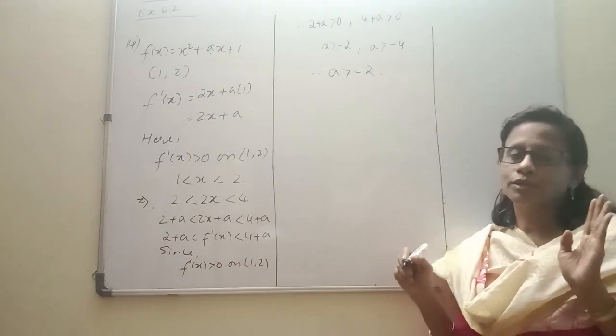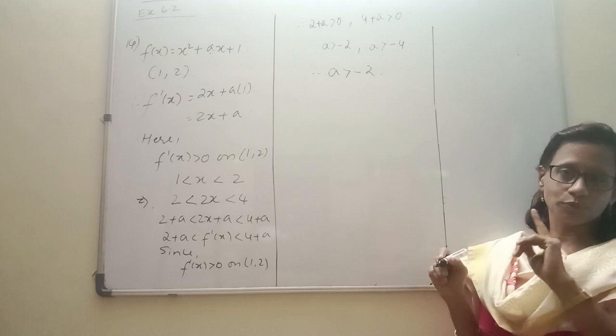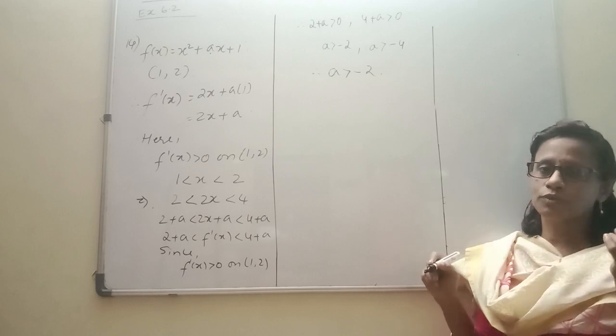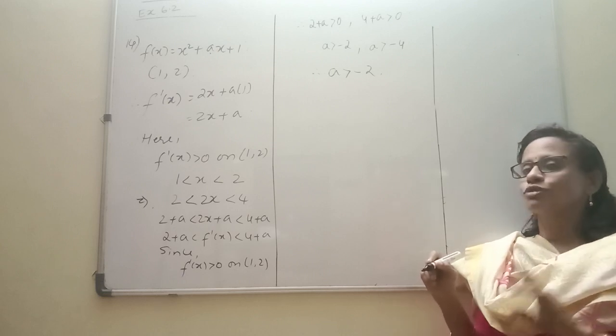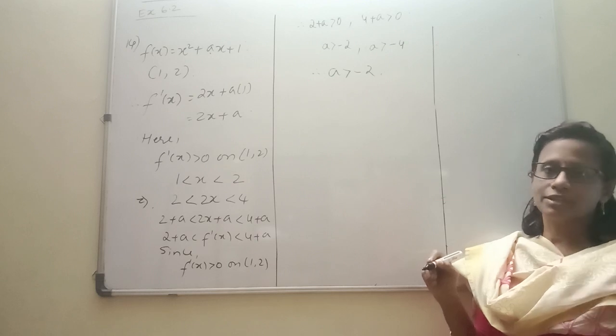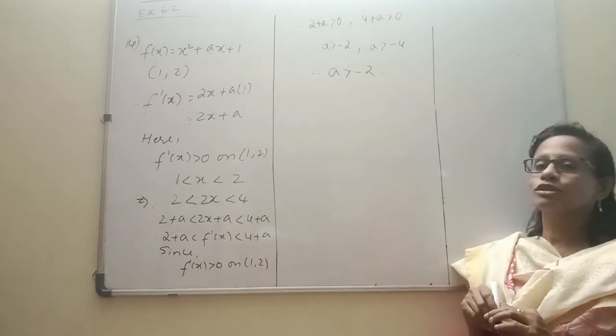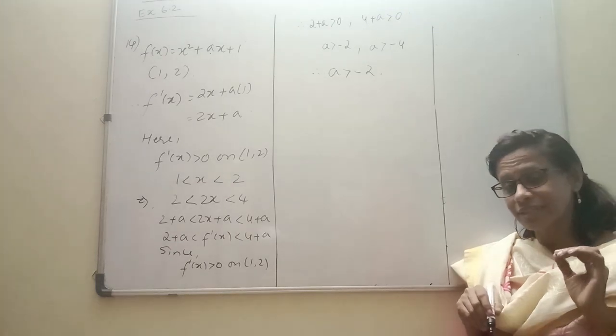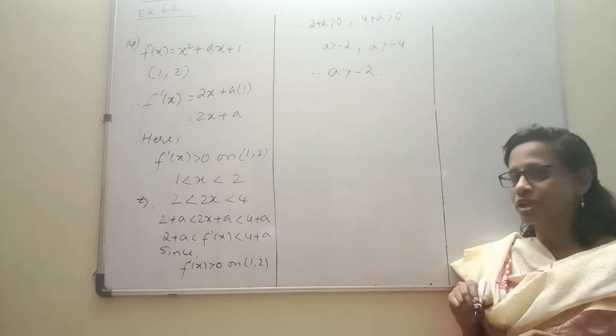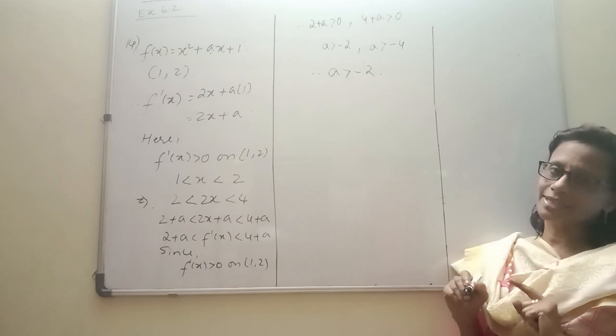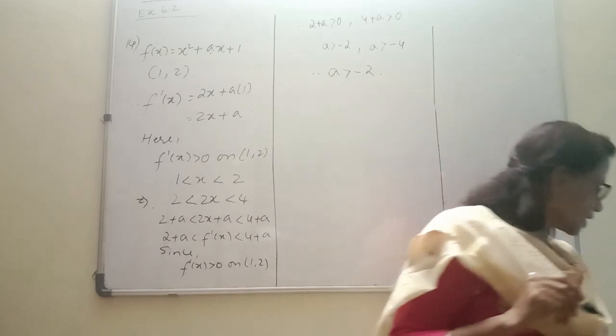It is for that value that, because it has to satisfy both the conditions, a greater than minus 4 and a greater than minus 2. So if it is a greater than minus 2, definitely it will satisfy both the conditions. So that is why, a greater than minus 2, that means minus 2 is the least value of a for which this will be increasing. So you can have that conclusion done.